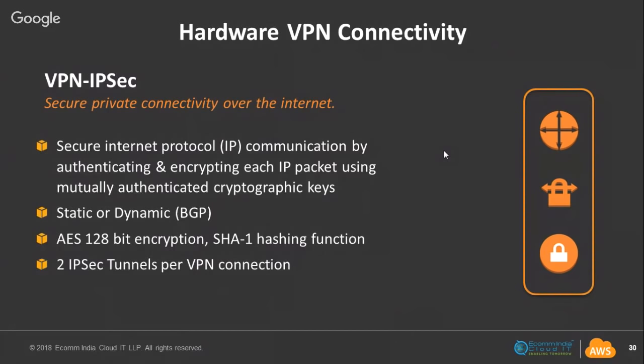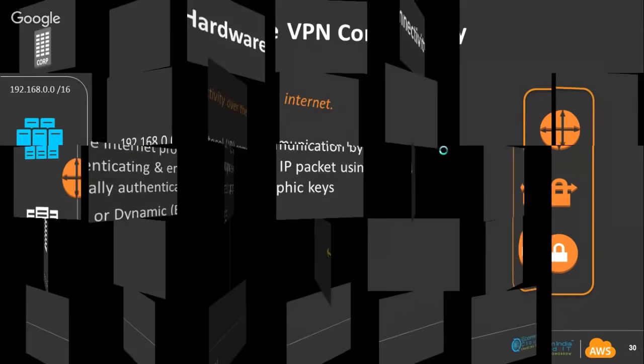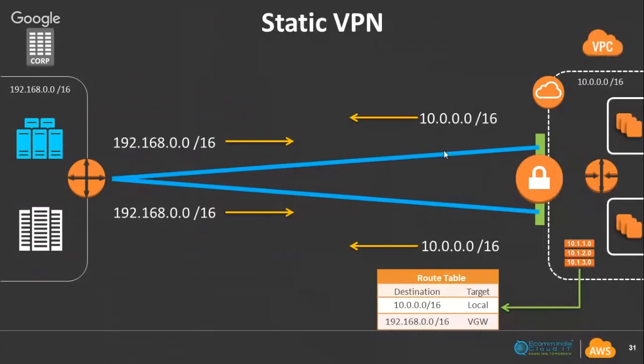Now, AWS offers VPN connectivity into your VPC. You can make the connection using IPsec protocols. It can either be static routing or dynamic routing. It is AES 128-bit encryption with SHA-1 hashing function. When you create a VPN connection, you basically get two IPsec tunnels per VPN connection. All right. We'll take a closer look at how that translates.